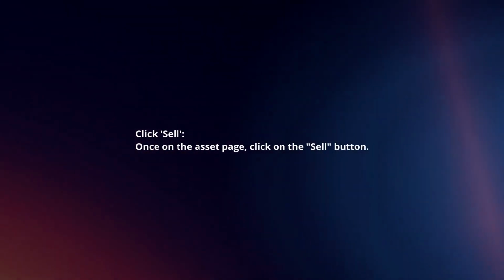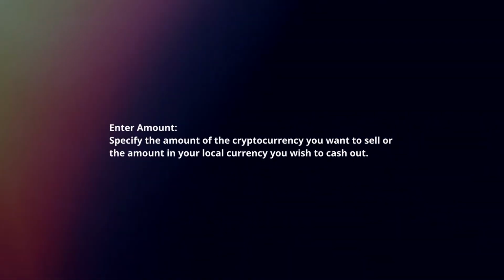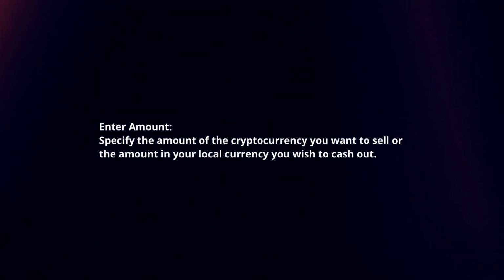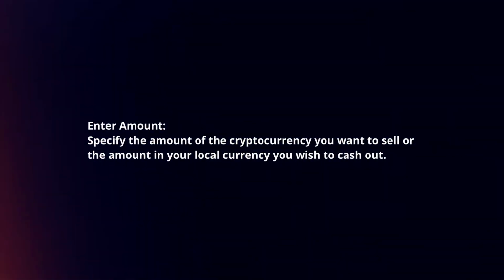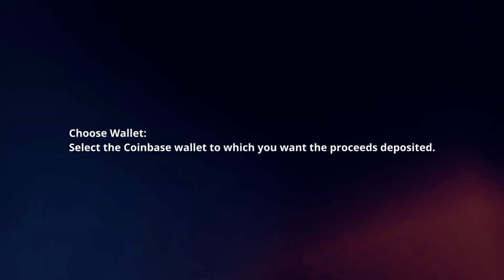Click Sell. Once on the asset page, click on the Sell button. Enter amount. Specify the amount of the cryptocurrency you want to sell or the amount in your local currency you wish to cash out. Choose wallet. Select the Coinbase wallet to which you want the proceeds deposited.